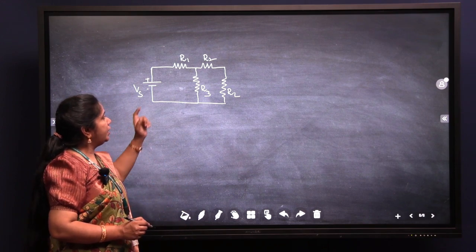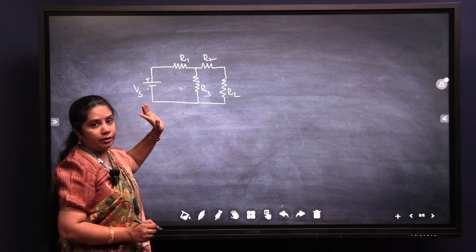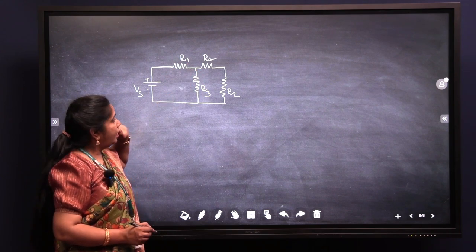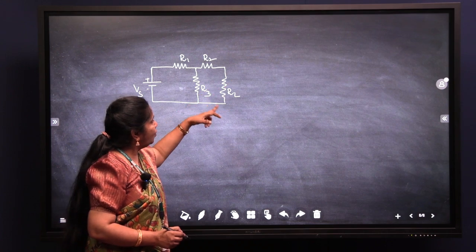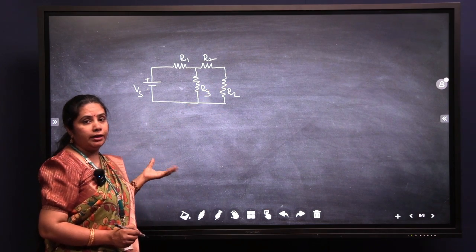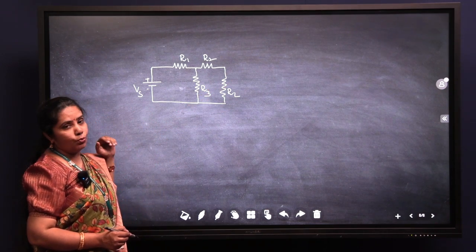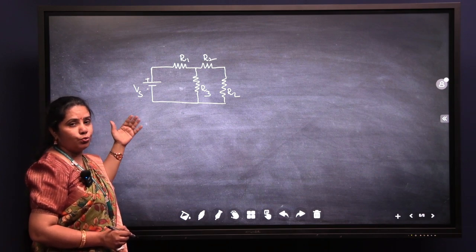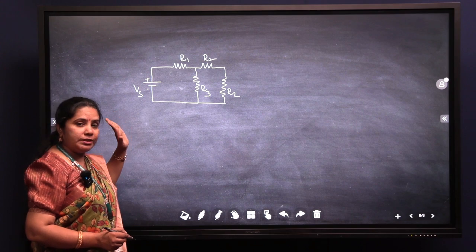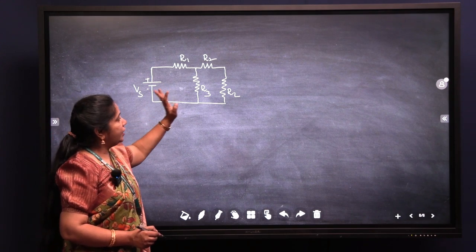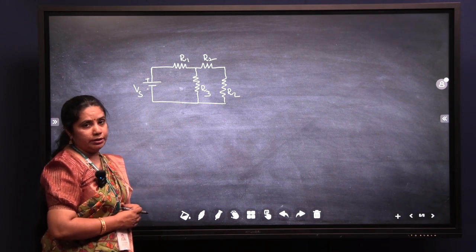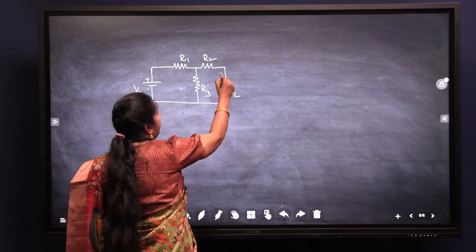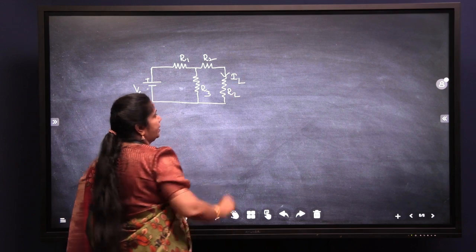So if you observe here, we have a T network. The resistances are R1, R2, and R3, which are connected in a T circuit, and in series with them we have one load resistance where you have to calculate the current. And one source voltage I have taken, which is represented with V suffix S, that is the source voltage. So here I have a single voltage source and a T network which is connected across the load resistance. Where do you want to calculate the current? In the load resistance. So I will take it as IL.